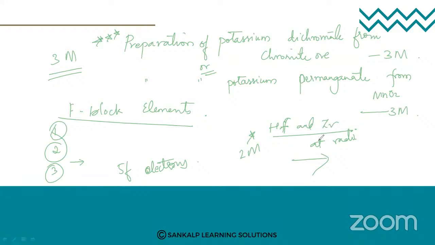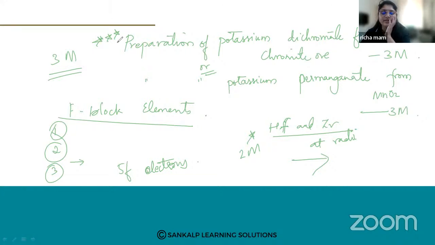Actinides show variable oxidation states. Why? Because the energy gap between the 5f, 6d and 7s orbitals is almost the same. The energy gap is very small, so actinoids show variable oxidation states. These are some of the important questions from your F block elements.